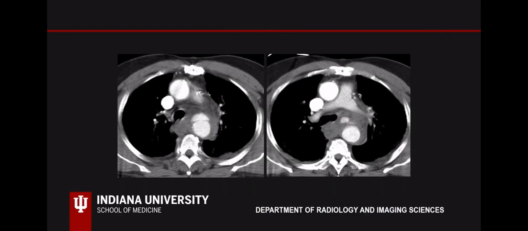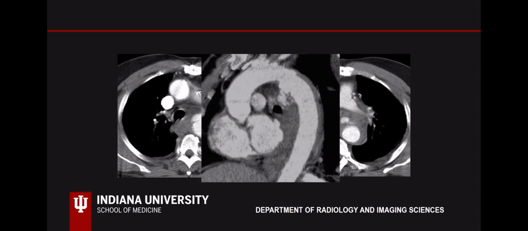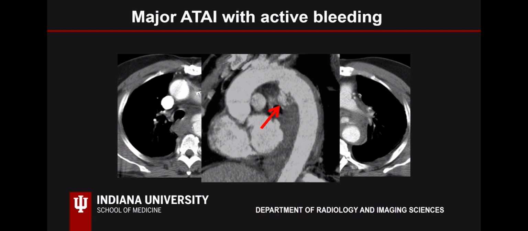Here's a patient with blunt thoracic trauma demonstrating a pseudoaneurysm of the proximal descending thoracic aorta. The image on the right shows diffusion of contrast into the mediastinal soft tissues. Sagittal oblique image demonstrates active bleeding from the aortic rupture. Most of these patients who are imaged with CT will succumb to this injury.